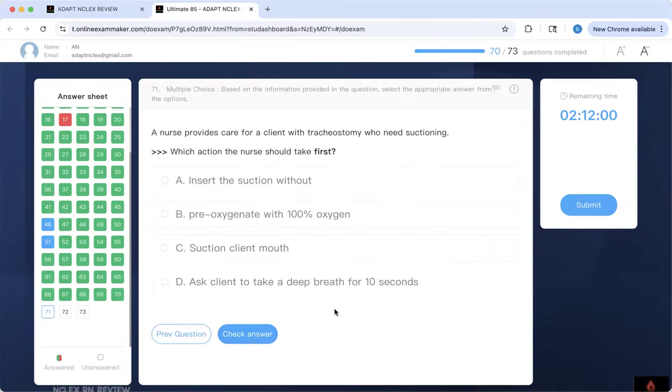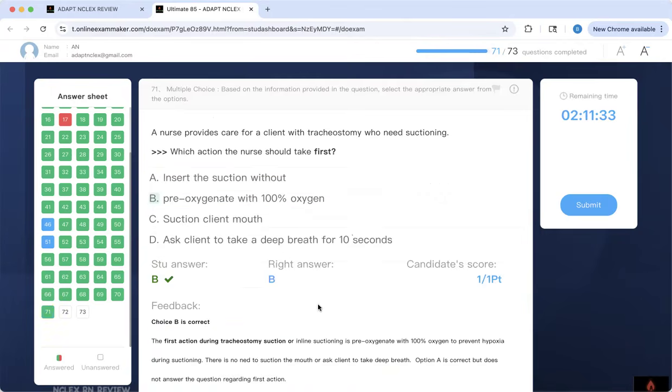Three more questions, then we're done. Because of the case study, we have almost done. And let's provide care for a client with tracheostomy who needs suctioning. Which action should the nurse take first? If you have to suction the patient, do you insert the suction without pressure? Pre-oxygenate with 100%. Suction client's mouth first. Ask the client to take a deep breath for 10 seconds. What is the best thing you should do? You should pre-oxygenate the patient.